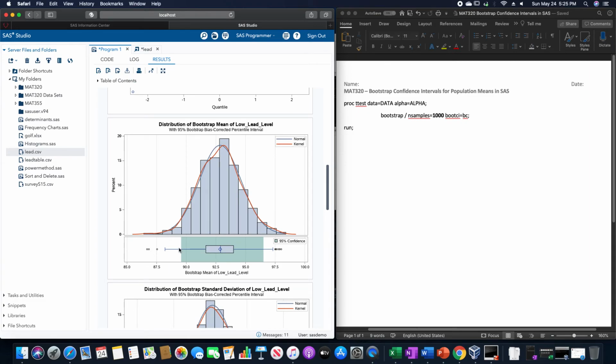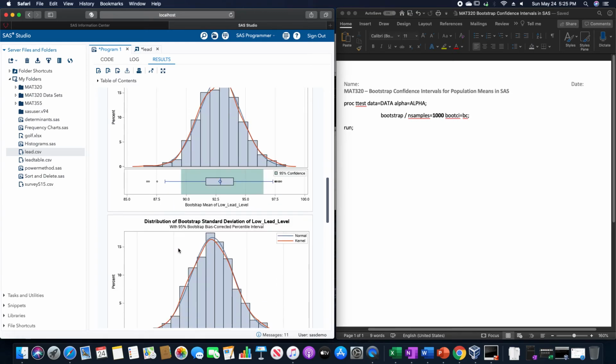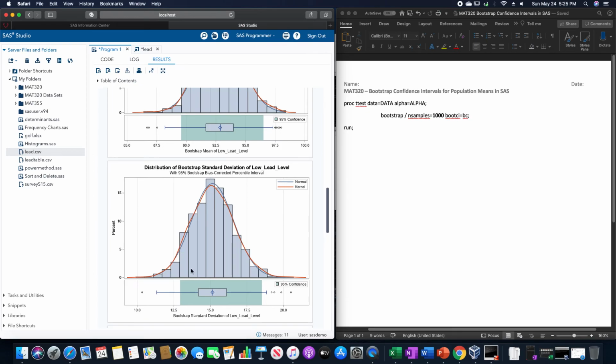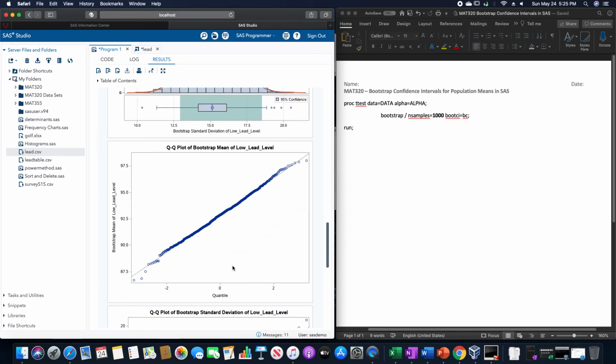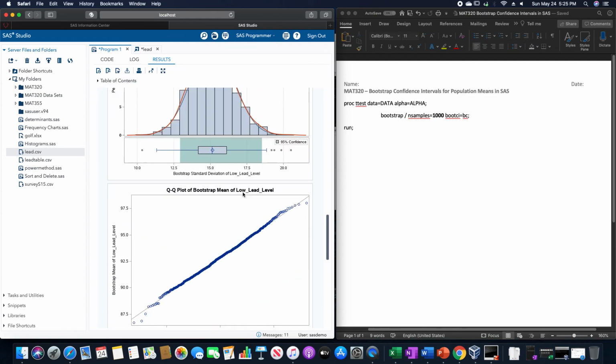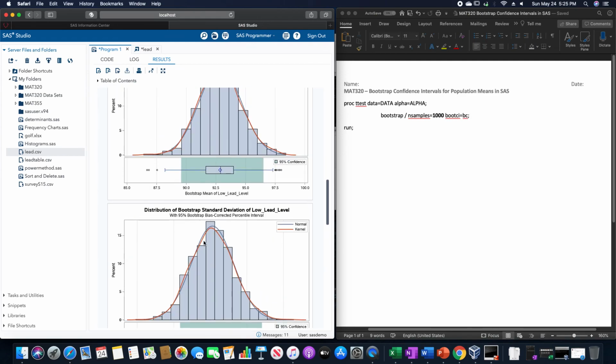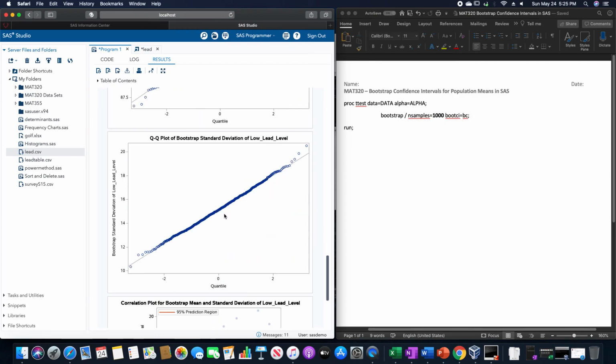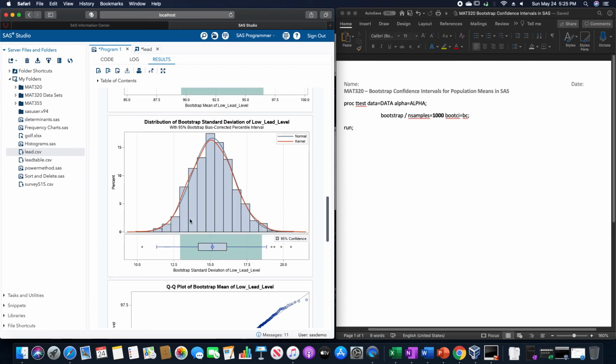This is for the low lead level group with the 95% bootstrap bias corrected percentile interval. And it gives a second one for the standard deviation. This one's for the mean. This one's for the standard deviation. This is the QQ plot for the mean. Look how very close to that line that is. You could tell that by the fact that it looks pretty normal. And then the standard deviation one should be even closer, since that one was even more normal.